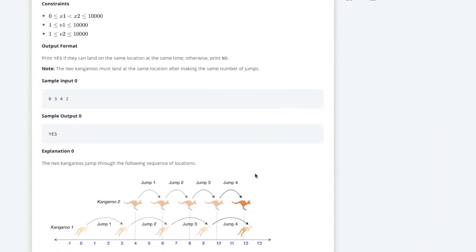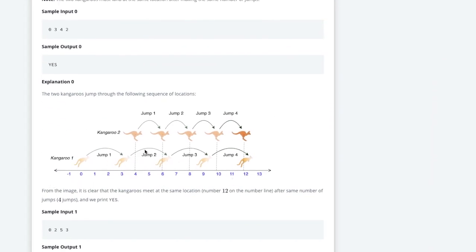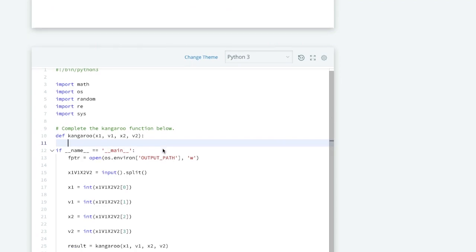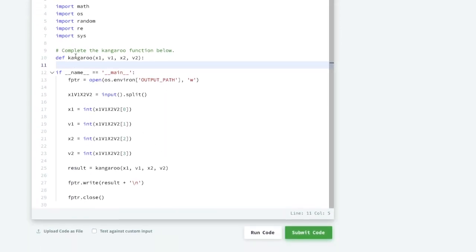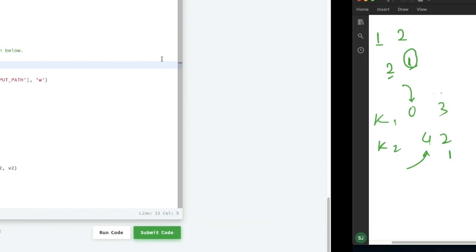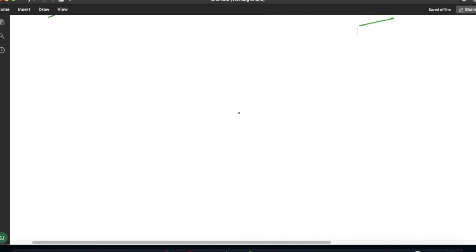You can see here, this is the same example which you saw. We have to complete this function kangaroo, in which we are given x1, v1, x2 and v2. The approach is quite simple. Let me take one example. The constraint is x1 is always less than x2. It means suppose x1 is here, and suppose this is my x2, means x2 will always be ahead of x1.